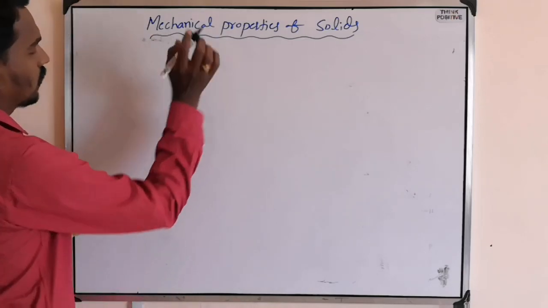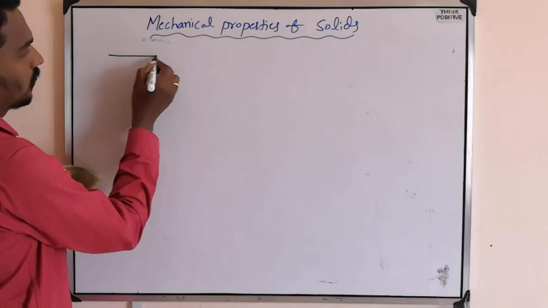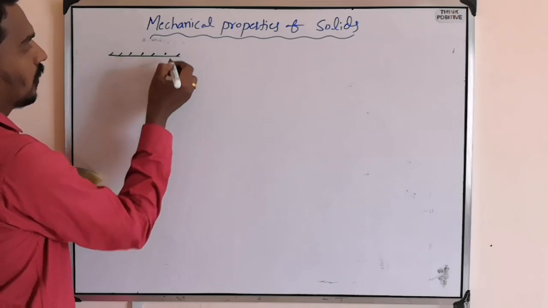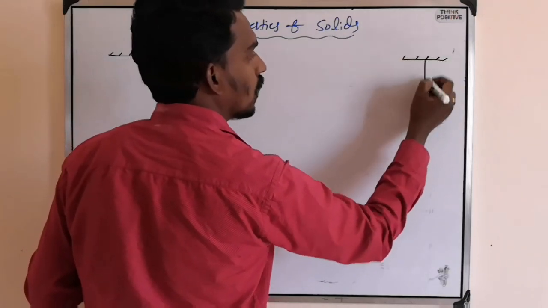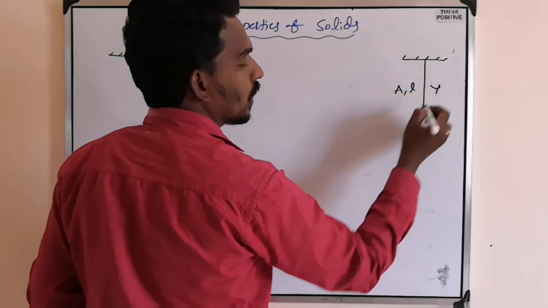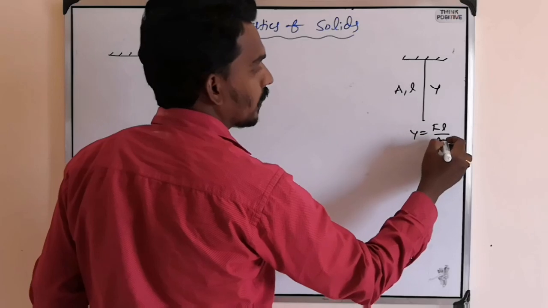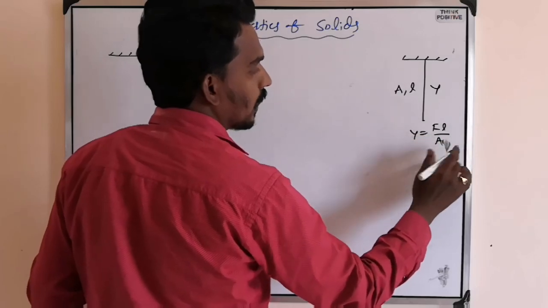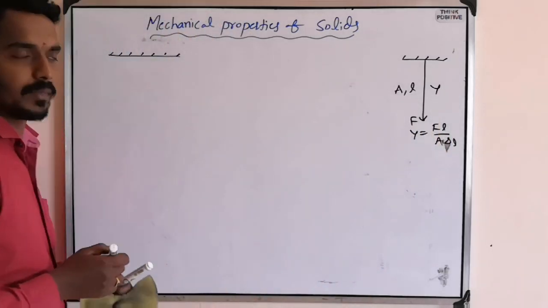See, here we have seen the case like one wire or one material, area A, length L, Young's modulus Y, then Y equal to FL by A into delta L, where F is the force applied.